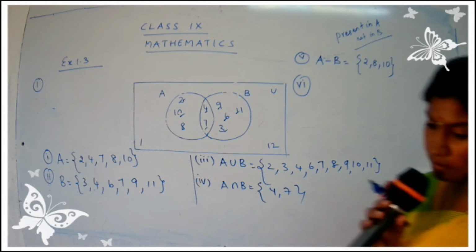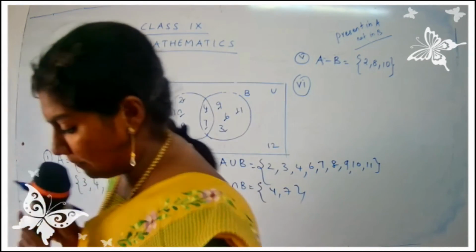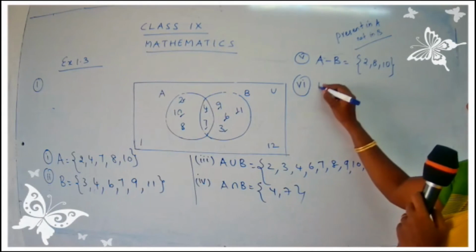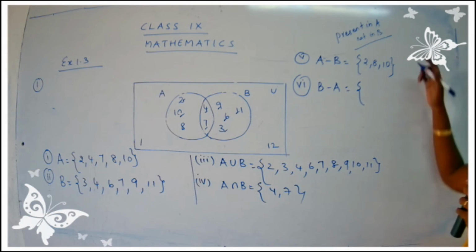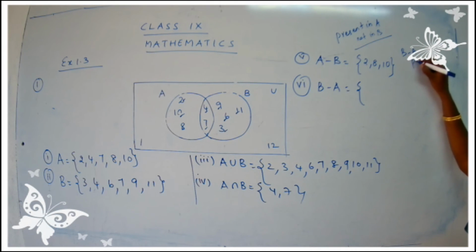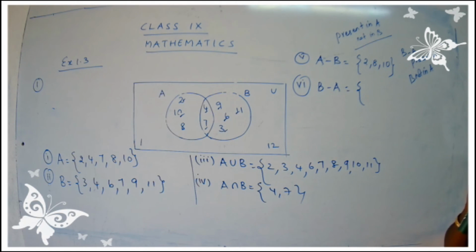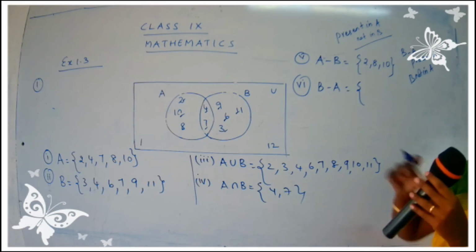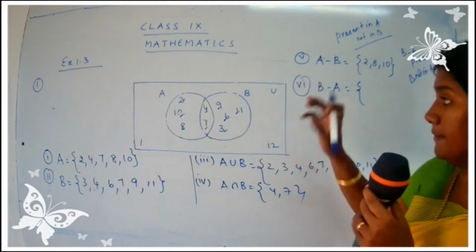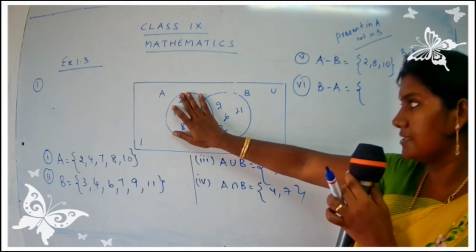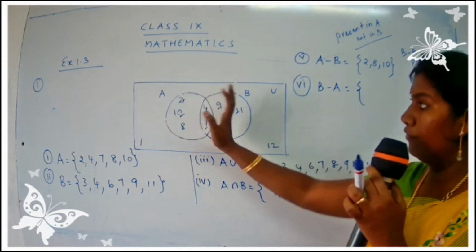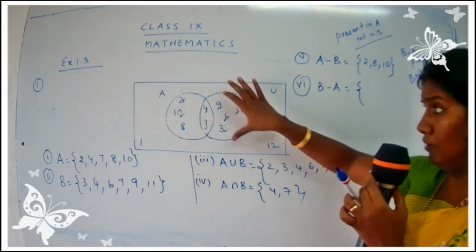What is the sixth one? B minus A. In the same way, B minus A means present in B, not in A. So I want B, but I don't want A. So just keep a hand over A. So what do you get here? 3, 6, 9, 11. I don't want anything from A.